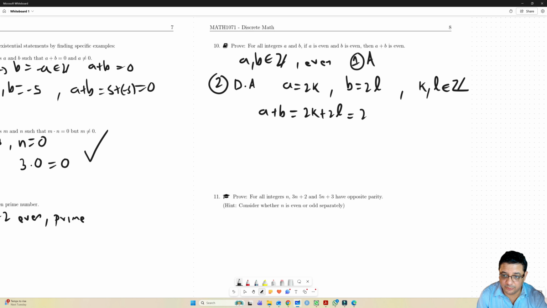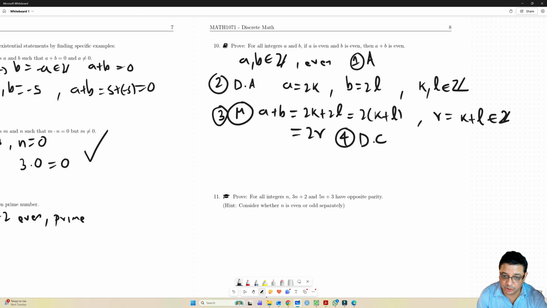And I can factor this as 2 times k plus l. Now, I'm going to call r equals k plus l. And since k and l belong to the integers, because the integers are closed, k plus l is an integer, so r is an integer. And I can see this as 2r. Notice that this step is step 3, the manipulation. And this final part, the 2r here, is our step 4, which is the definition of the conclusion. So we can say that a plus b is equal to 2r, and that is going to help us conclude our step number 5, and that is that a plus b is even.